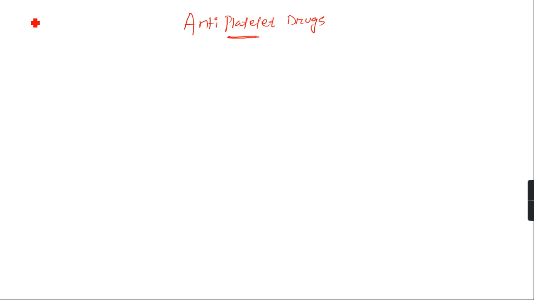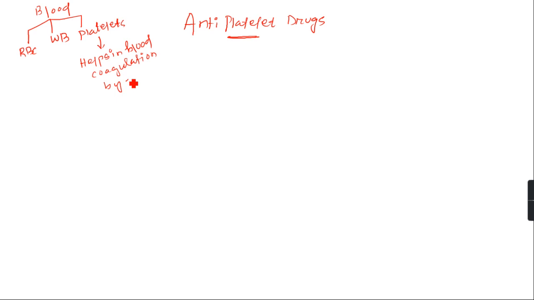So basically blood has three major components: RBC, WBC and platelet. So platelet basically helps in blood coagulation, forming thrombus.